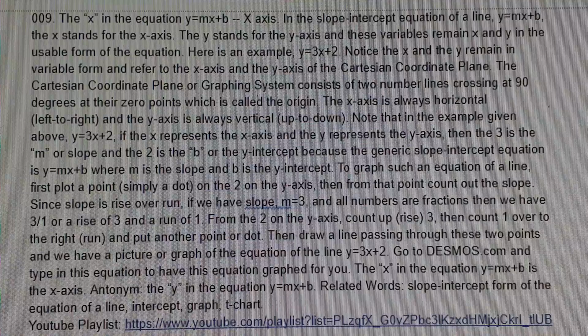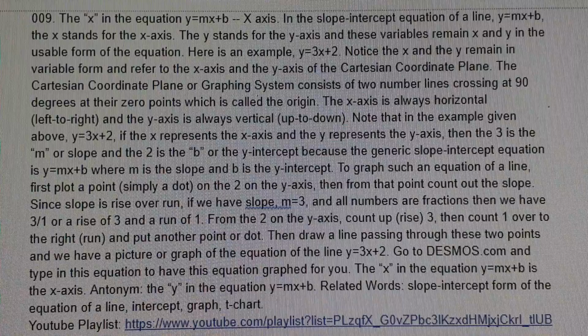Here is an example. y = 3x + 2. Notice the x and the y remain in variable form and refer to the x-axis and the y-axis of the Cartesian coordinate plane. The Cartesian coordinate plane, or graphing system, consists of two number lines crossing at 90 degrees at their 0 points, which is called the origin.